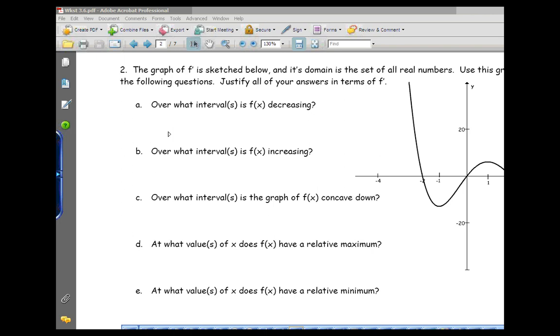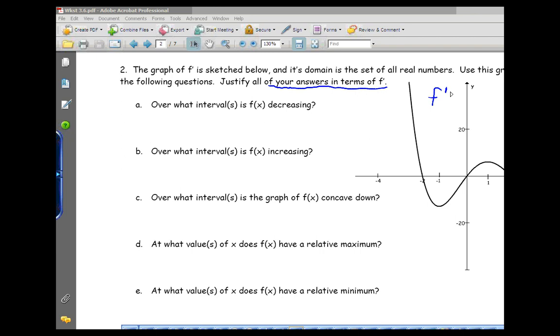All right, this time the graph of f prime is sketched below, and its domain is the set of all real numbers. Use the graph to answer the following questions. Justify all of your answers in terms of f prime. The general rule is that you have to justify in terms of what was given to you. And this graph of f prime is what was given to you.